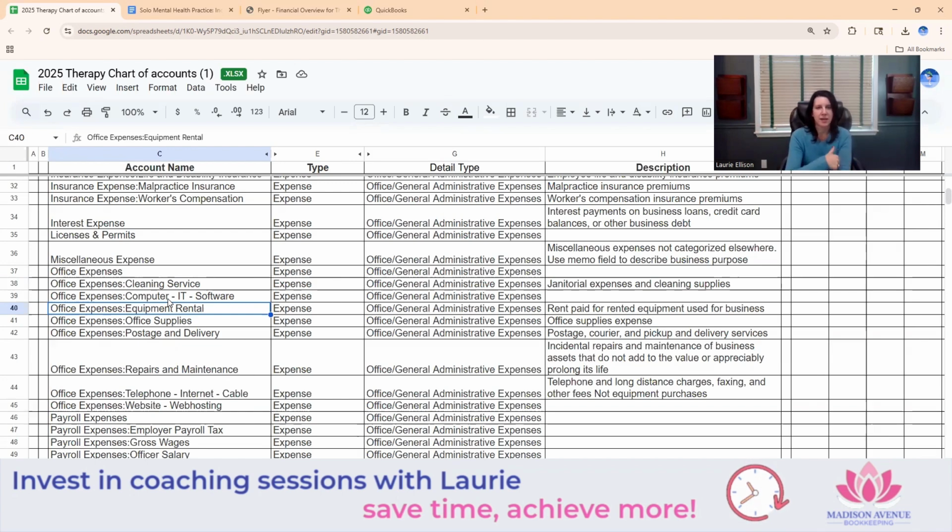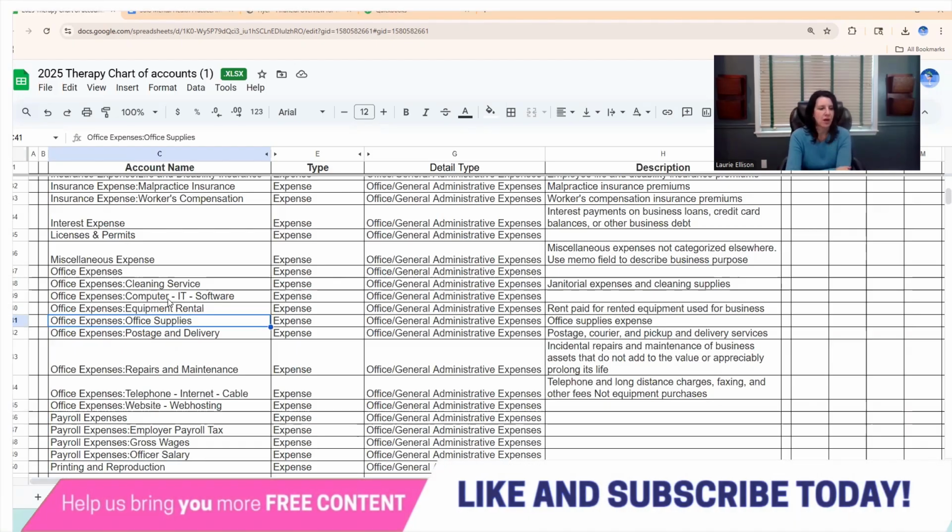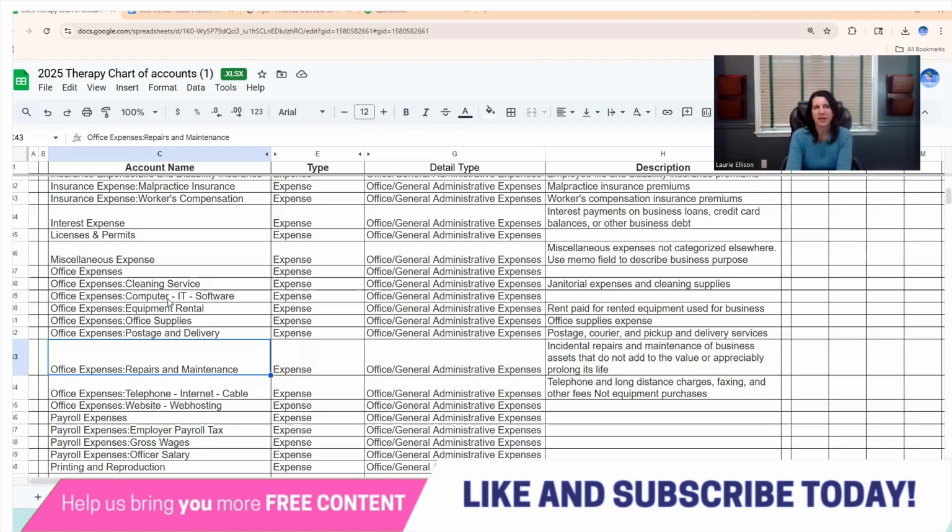Office supplies is like papers, pens, paper clips, legal pads, that sort of thing. Postage and delivery. And repairs and maintenance, that would be at the office. It's not for your home repair. It's for specific things. Sometimes I have to pay an electrician to come to my office and fix one of those big fluorescent lights, or there's just certain things that need to be maintained, right? That would be where you'd use that. Telephone, internet, and cable, that should be kind of segregated.